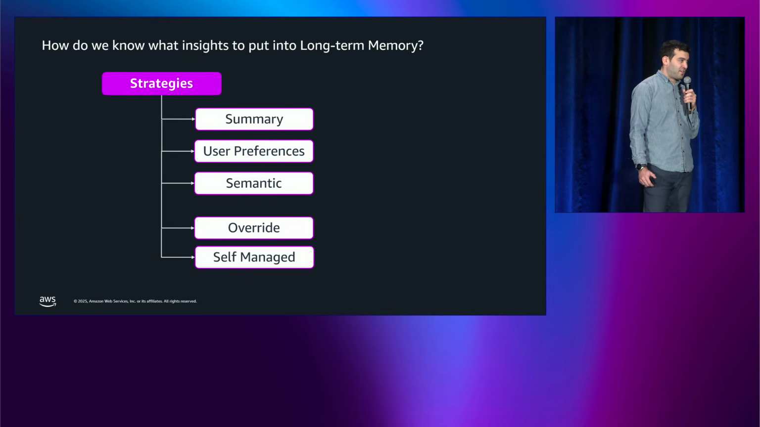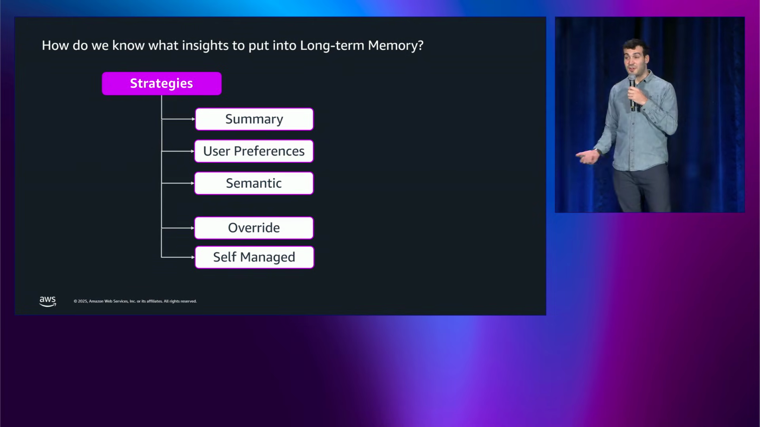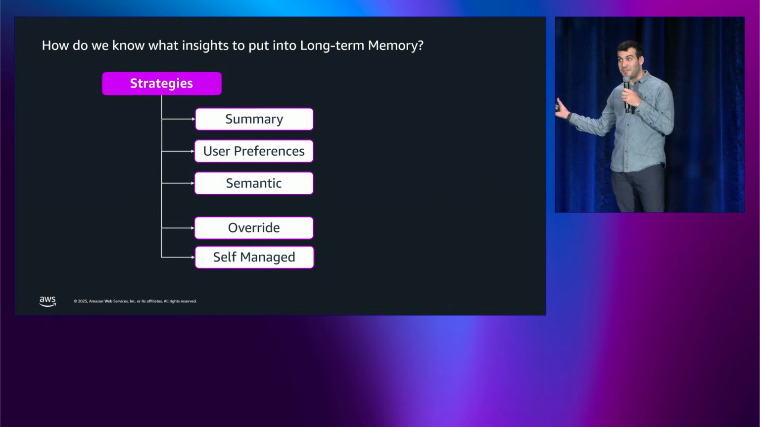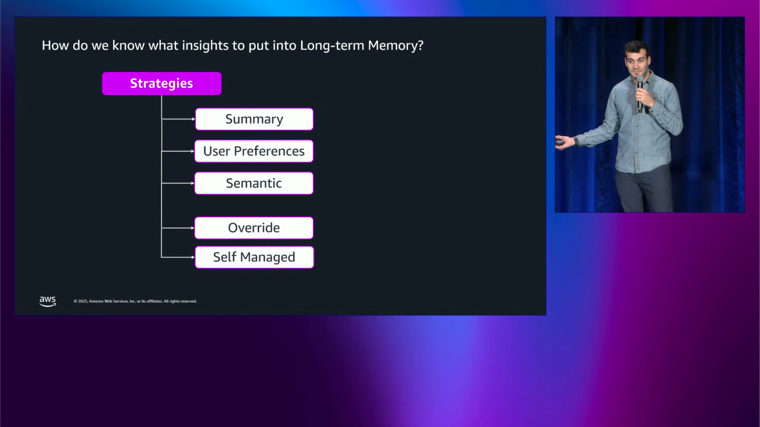Memory records created from all of these strategies can be retrieved semantically, so based on a query search. And strategies can be combined as well. And if you think about it, it makes a lot of sense to want to summarize your interactions and also capture facts about it. So if you're creating an agent, summary and semantic might be the way to start. And then as you want more control over time, think about looking at override or self-managed.